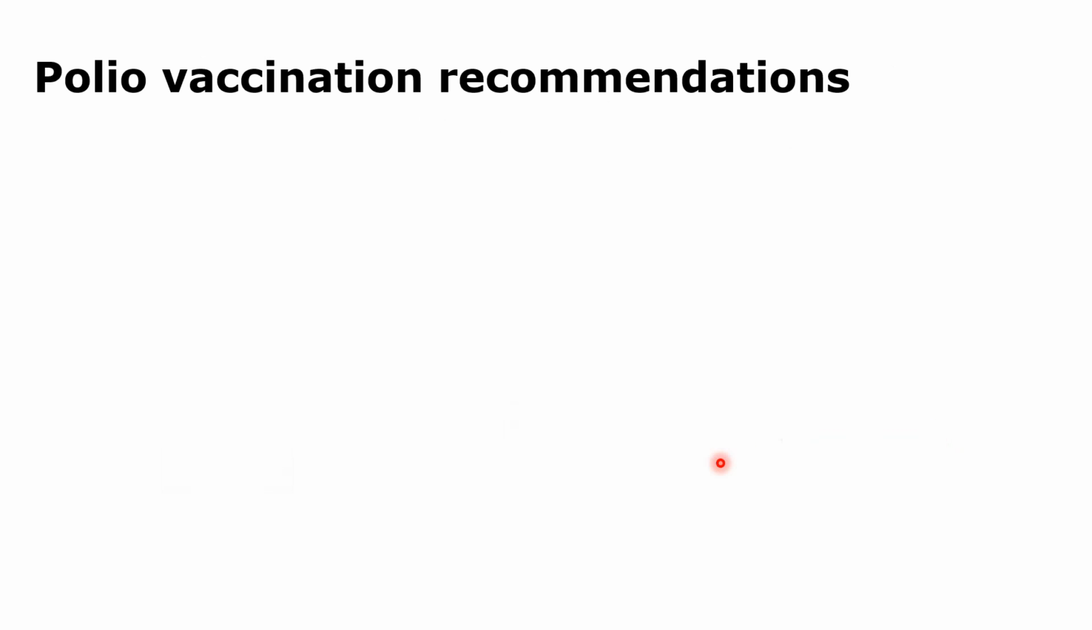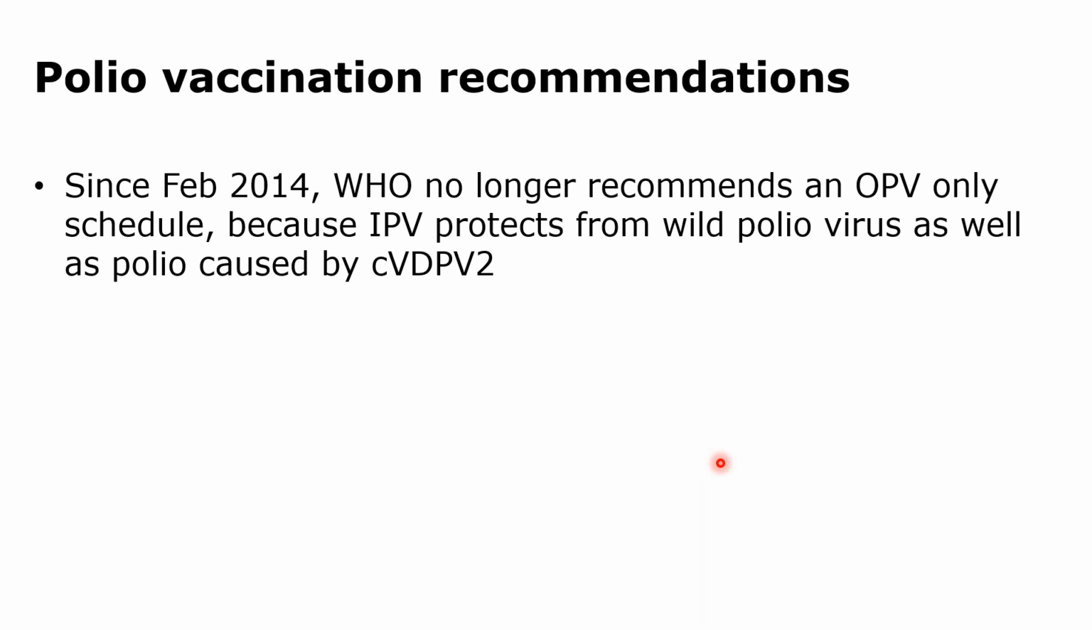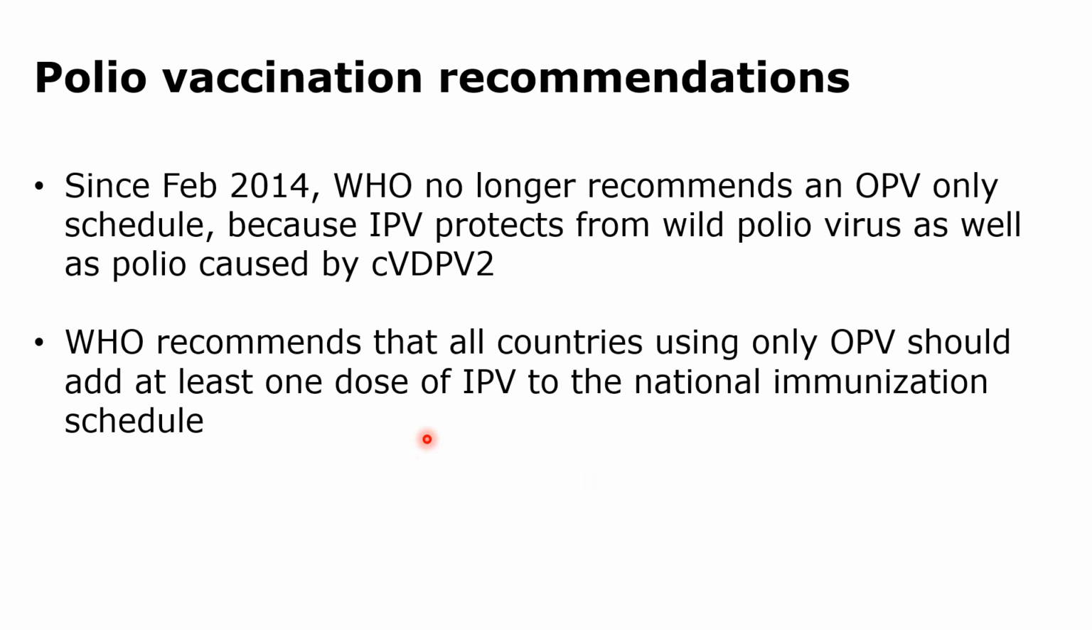Now, the recommendations for polio vaccine. Since February 2014, the WHO no longer recommends an OPV only schedule. Now the IPV is also an integral part of the national immunization schedule. It will protect from the wild polio virus as well as polio caused by cVDPV, the circulating vaccine-derived polio viruses. So WHO has now recommended that all children should move from an OPV only schedule to a schedule which has OPV along with at least one dose of IPV. That is why we saw in our national immunization schedule that we now have two fractional doses of IPV along with OPV, right?